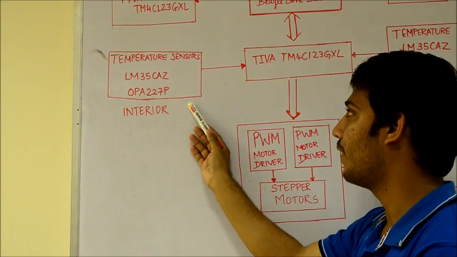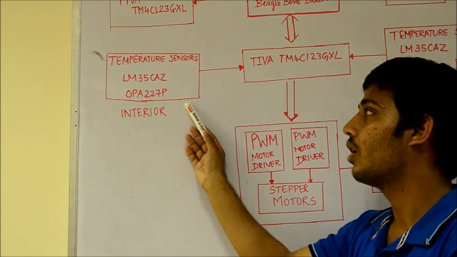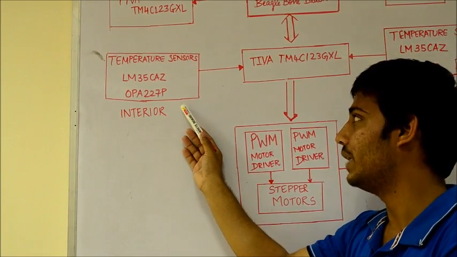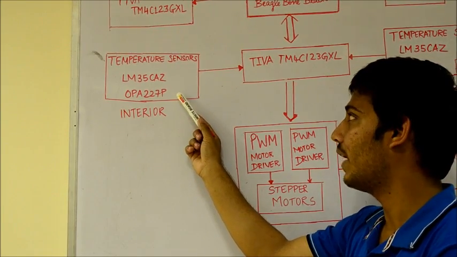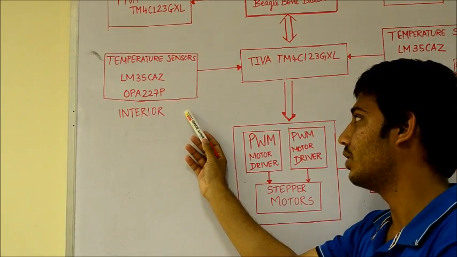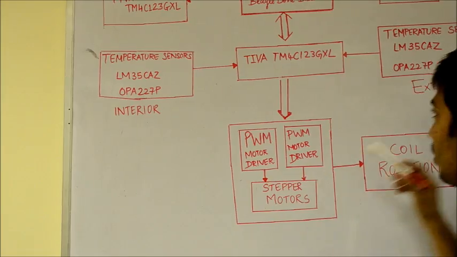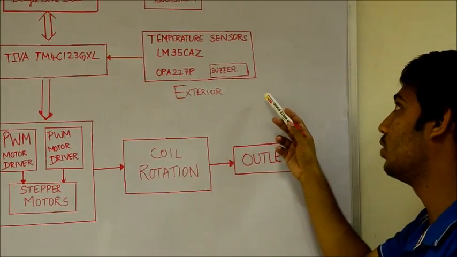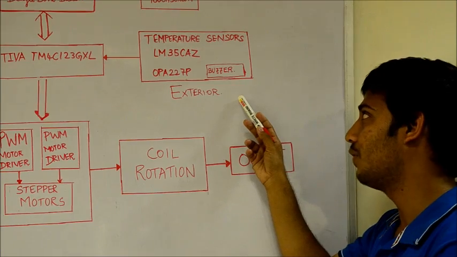We have used LM35CAZ as a temperature sensor from Texas Instruments. We have used OPA227P as operational amplifier to amplify the analog values of this sensor. This unit is installed in the interior of the system to get the temperature of the interior of the system. This is another temperature sensing unit which is installed at the exterior of the system. This will give the temperature of the surroundings of the system.